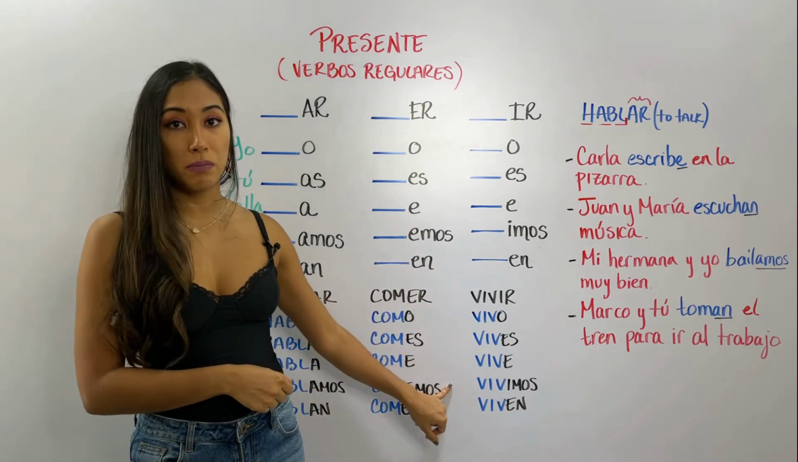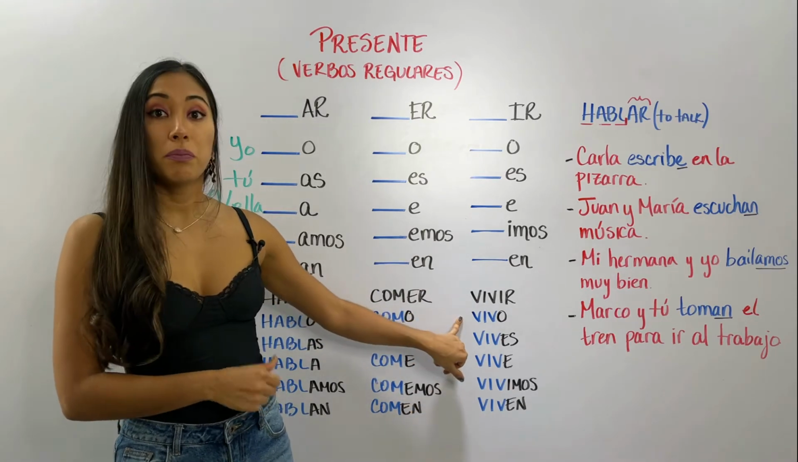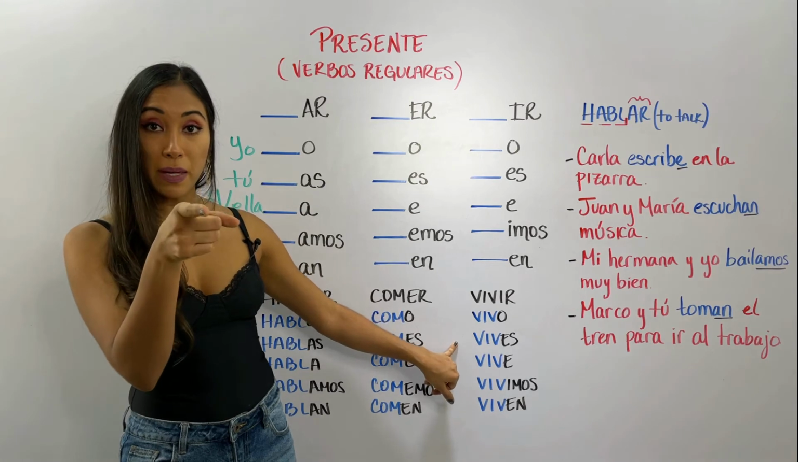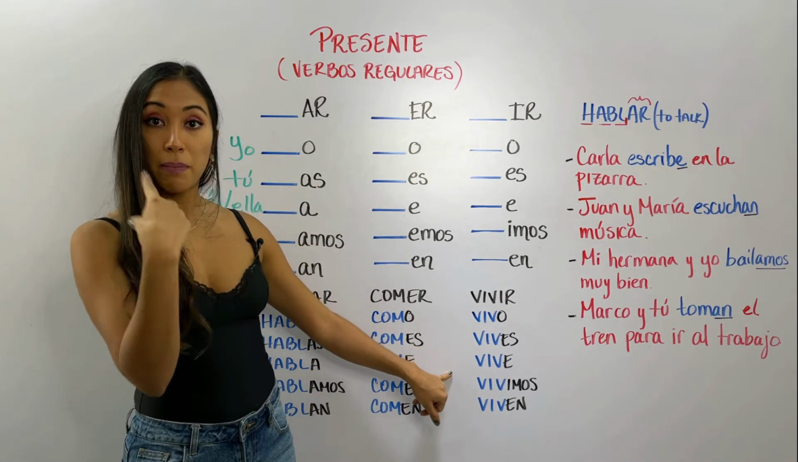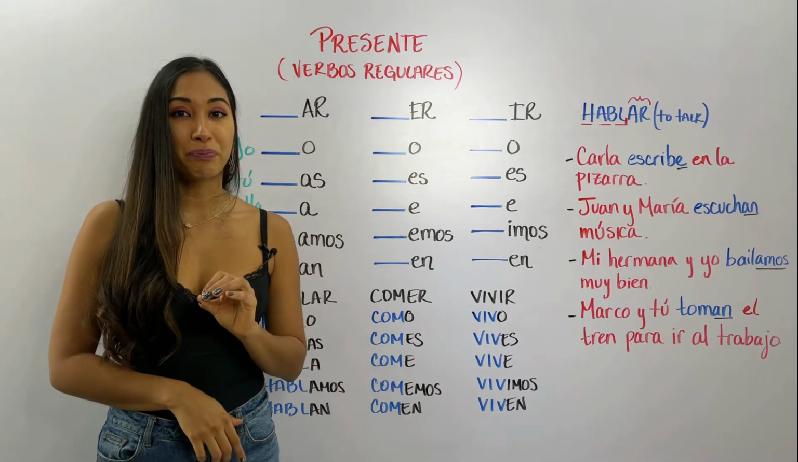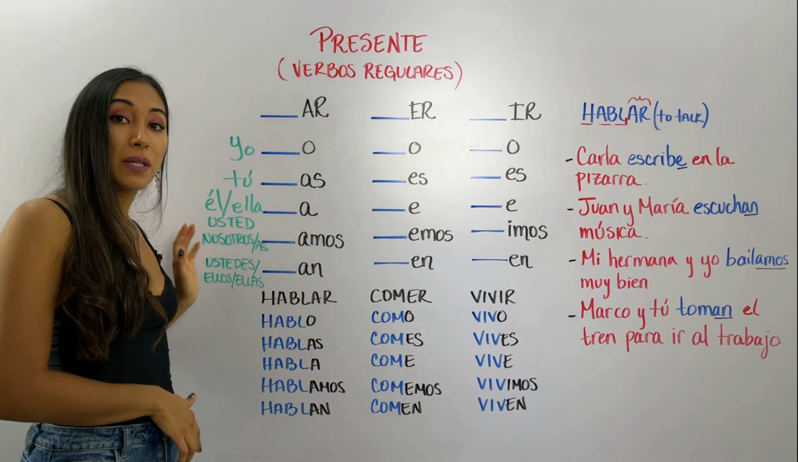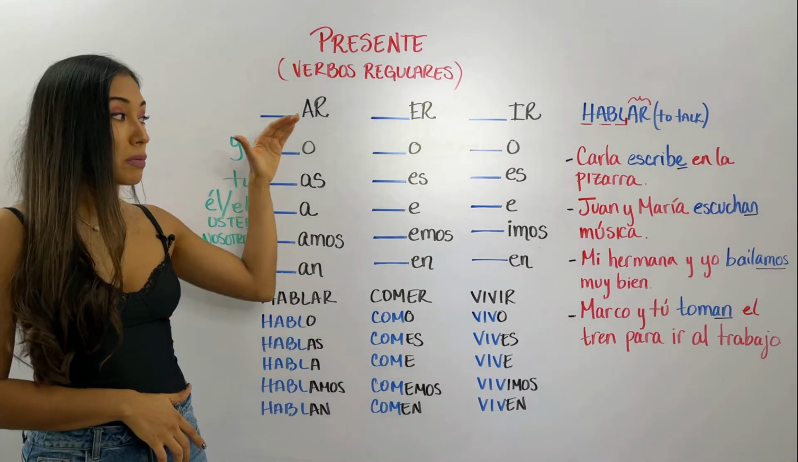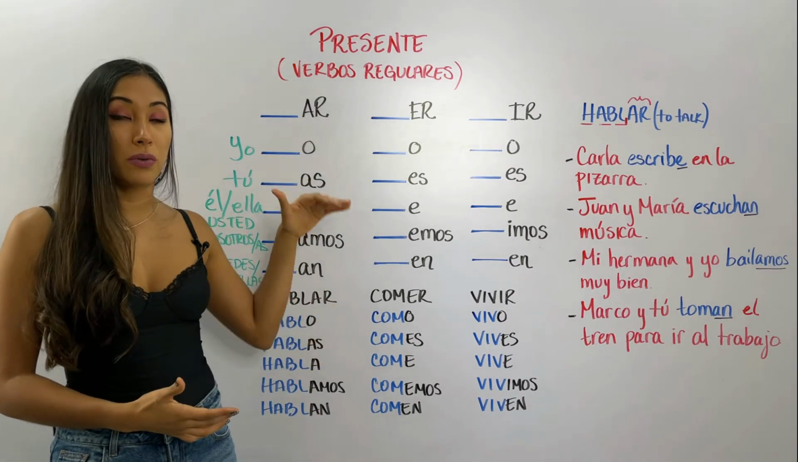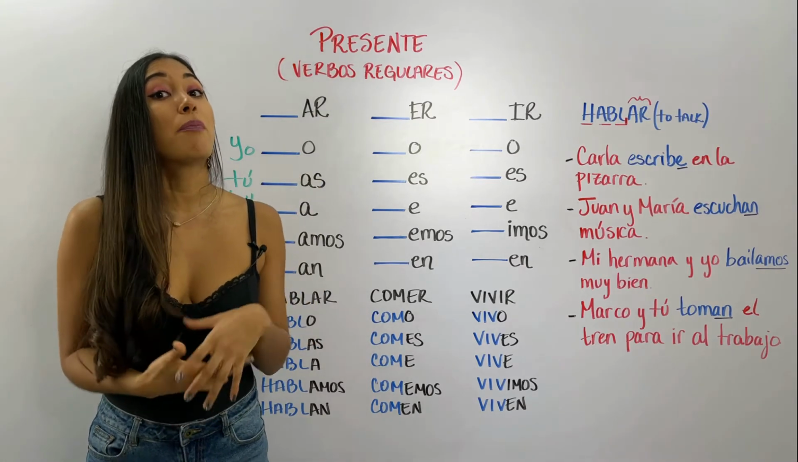Same thing with vivir, an -ir verb, ¿sí? Vivo, vives, vive, vivimos, viven. So guys, I wrote down the pronouns because that's the guide you need until you memorize the order, okay? But we don't need to use the pronoun.